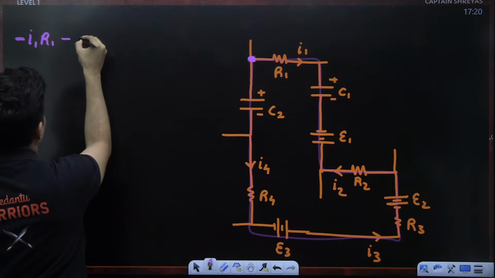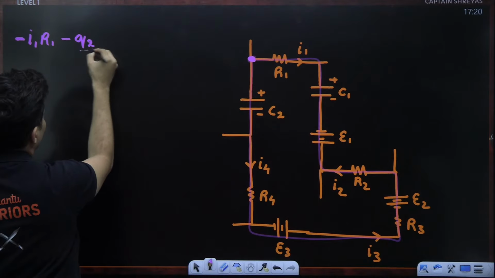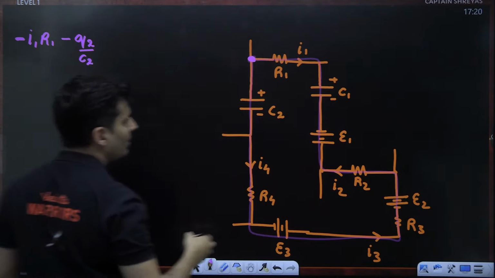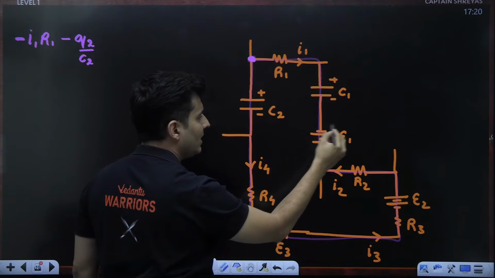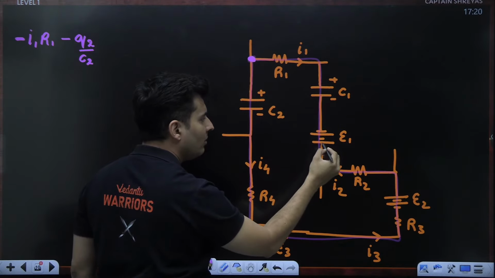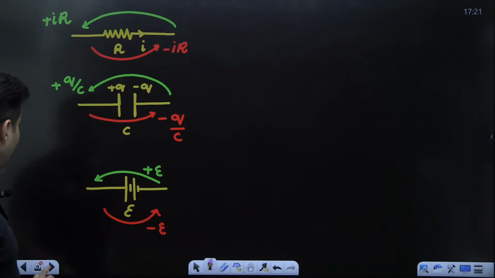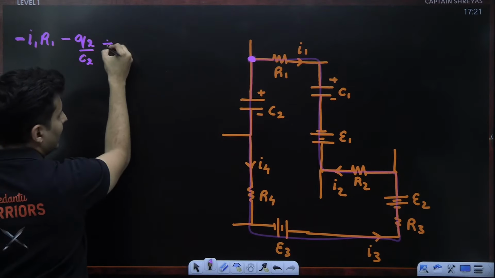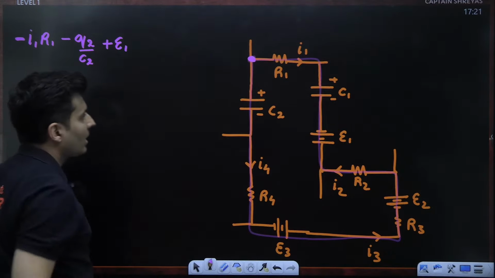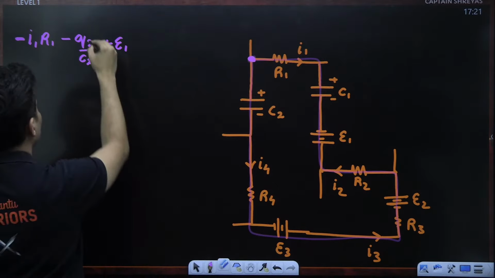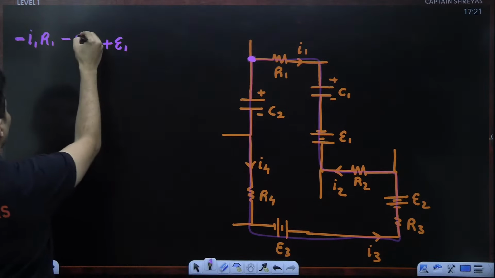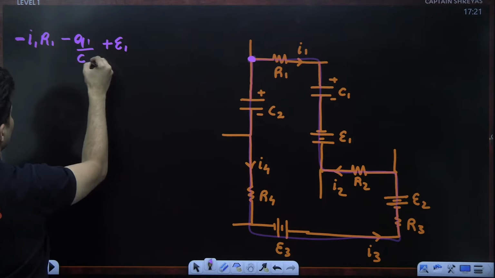And that's why I'll put a minus sign and it will be Q by C. Perfect. When I encounter a battery, I'm going from negative to positive. If I'm going from negative to positive, that means I'm taking a jump. So hence it will be plus E1. Sorry, this was Q1 and C1. My bad.